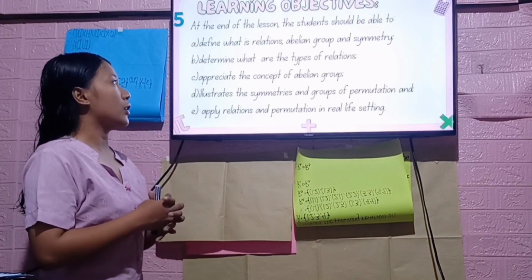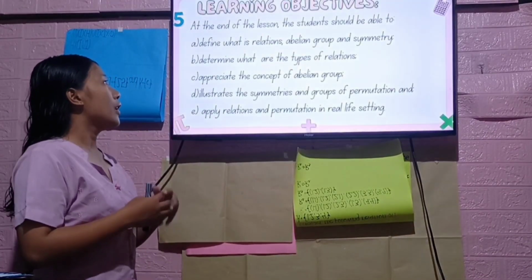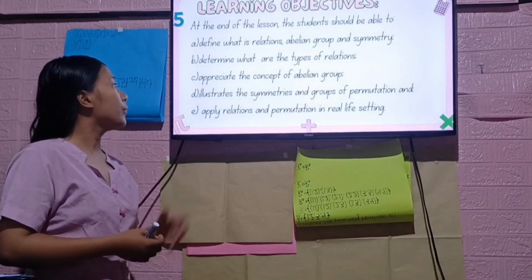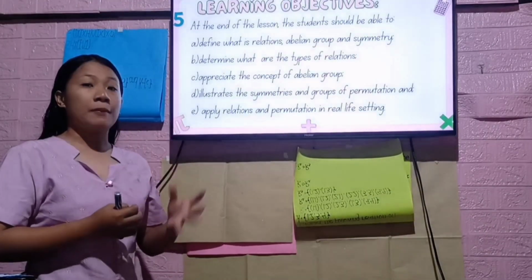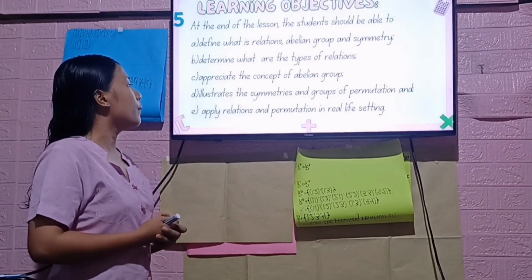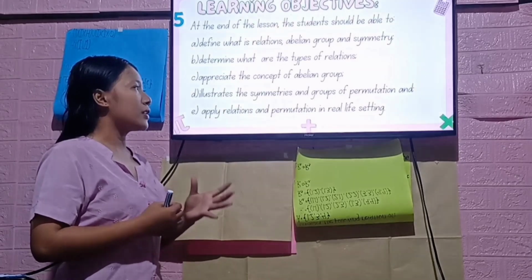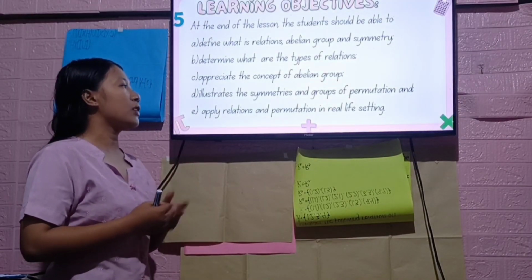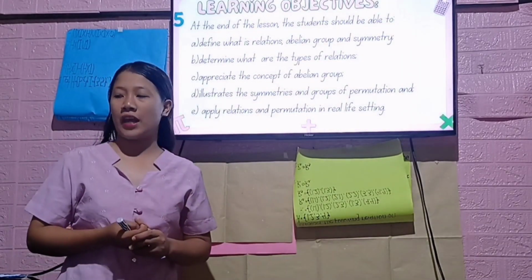At the end of the lesson, the student should be able to define what is relations, abelian group, and symmetry. Determine what are the types of relations. Appreciate the concept of abelian group. Illustrate the symmetries and groups of permutation. And apply relations and permutation in real-life setting.